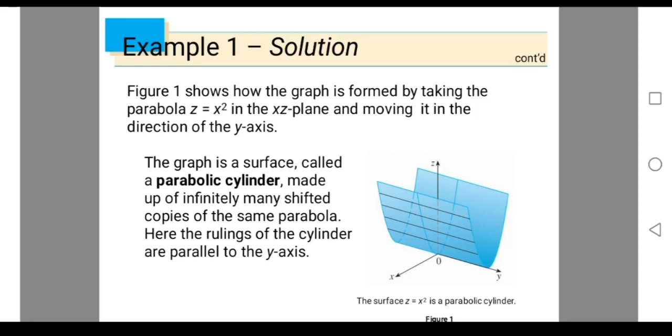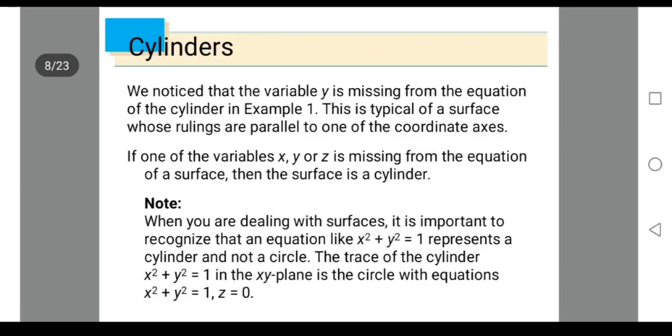So the rulings are actually these lines. You might see these lines which are parallel to the y-axis. These are called rulings, right? So these are parallel to the y-axis and these are making parabolas, and this parabola is in the direction of the y-axis. All right, we have noticed that the variable y is missing from the equation in example 1, right?